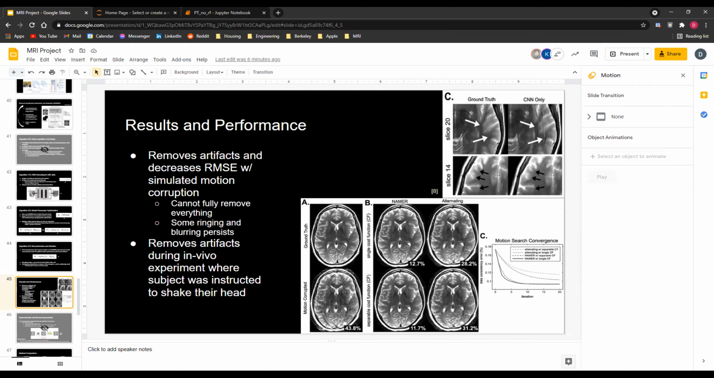There is some question about whether it is proper to use synthetic data versus real data. But in the results, it was seen that even if they tested it on in vivo data, which actually has motion corruption, where they instruct the person specifically to shake their head, it was still able to reduce motion artifacts and error significantly. So it seems like it still is able to account for that.